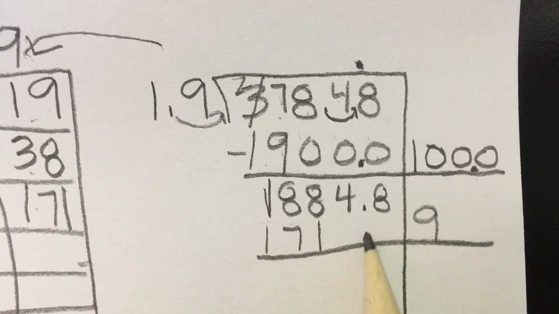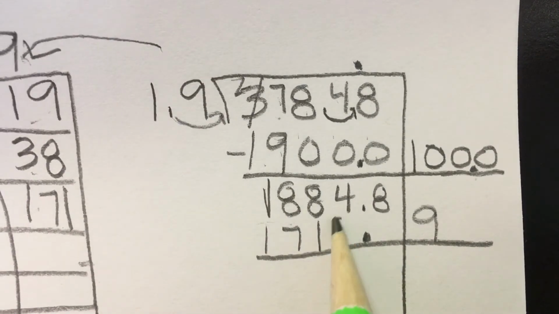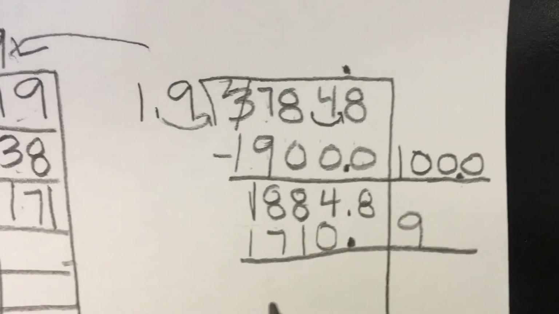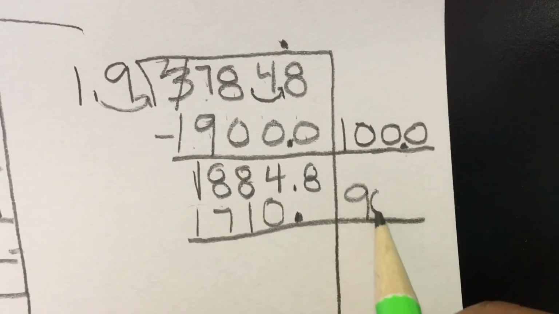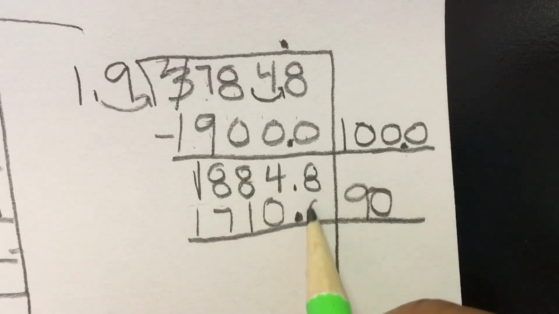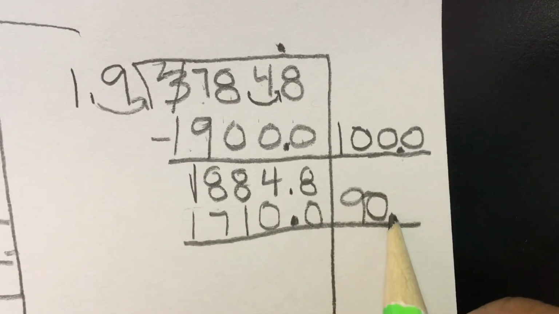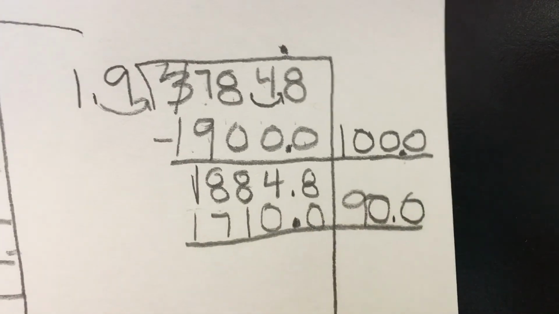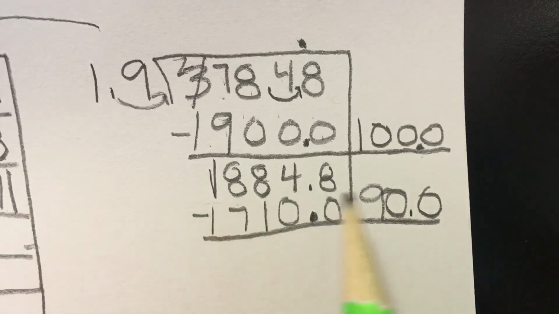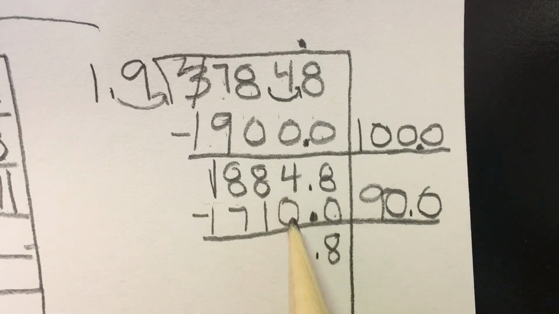Remember to keep my decimal here. I need to fill one space on the whole number side. So I'll put that 0 there, and one space on the decimal side. So I'll put my decimal and put that number there. Now I'll subtract, and I get 8 minus 0 gives me 8. Bring down my decimal. 4 minus 0 gives me 4. 8 minus 1 gives me 7. And 8 minus 7 gives me 1.